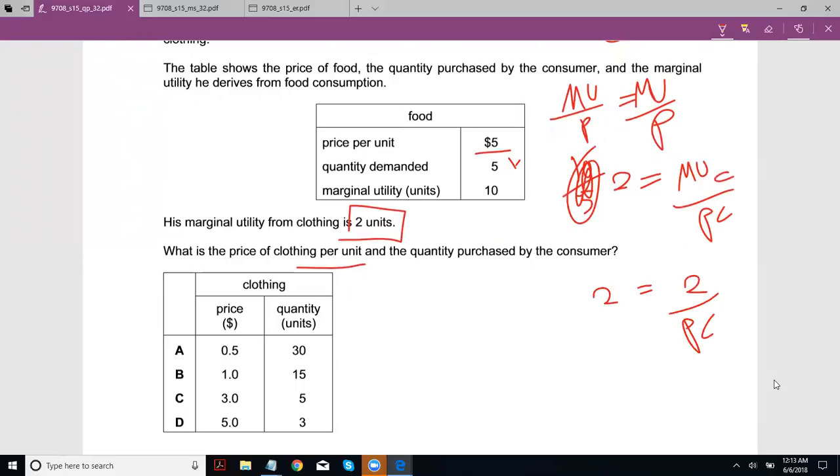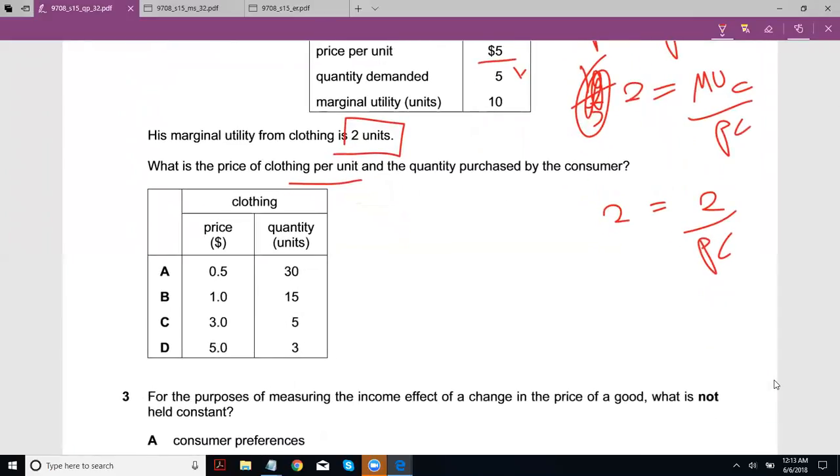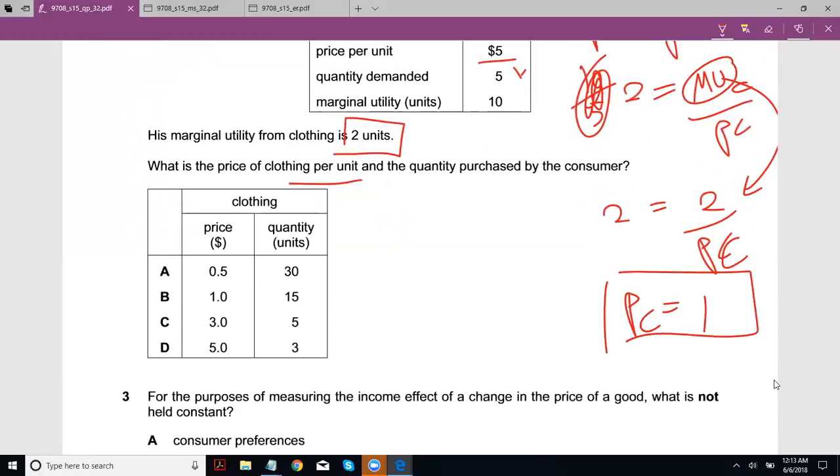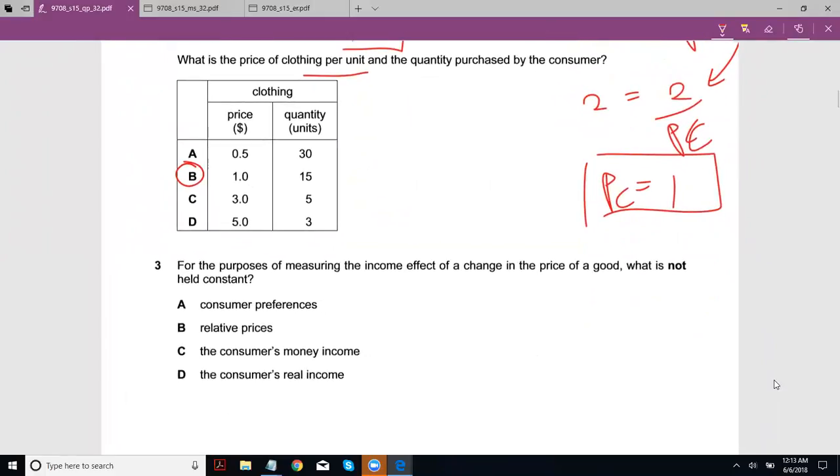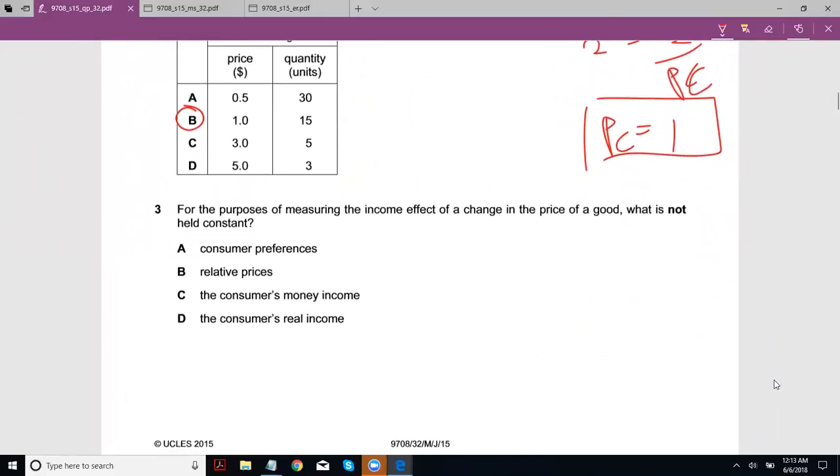So the price for clothes should be 1 then, I believe. Yeah, because just solve this. I don't know why I got stuck there. Marginal utility was 2, that's given to you in the question, so you just input that. Price for clothes goes here. 2 upon 2 is 1. You can simply take this. You don't really need to worry about quantity because there was just one particular price.